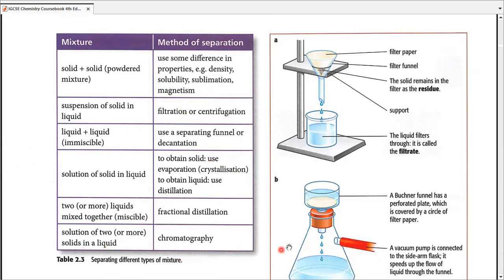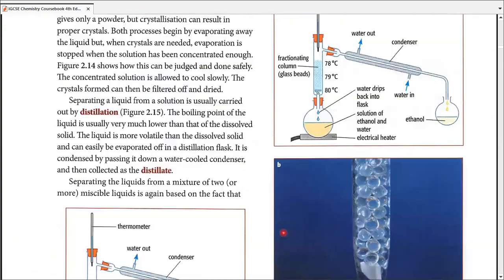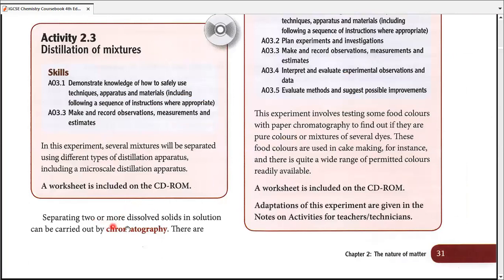So moving on, this is the last technique. And let's get back to the same pages. Separating two or more dissolved solids in solution can be carried out by chromatography. Now, chromatography has many types. I am using the word paper chromatography continuously because this is the type of chromatography that we are going to perform and learn in our O-level book. This is one of the easiest types of chromatography, and it has a very short learning curve which children can adapt to pretty easily. But at the same time, it is going to prove a very valuable technique.